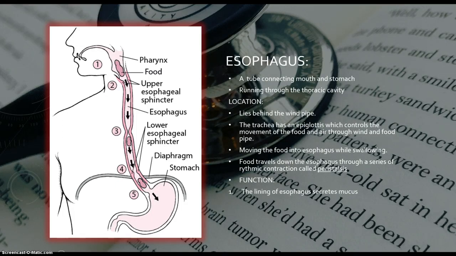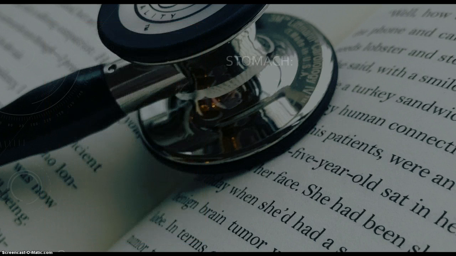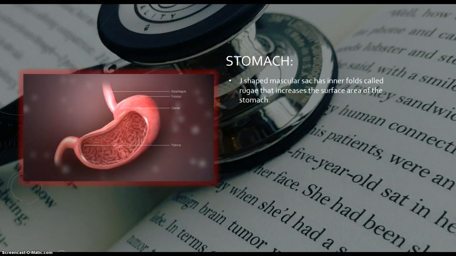What is the function? It helps in the lining of the esophagus, secretes mucus, which helps in lubrication, and it helps in the movement of the food. Next comes the most important organ of the digestive system, that is the stomach. It is a J-shaped muscular sac which contains inner folds called rugae. It increases the surface area of the stomach.